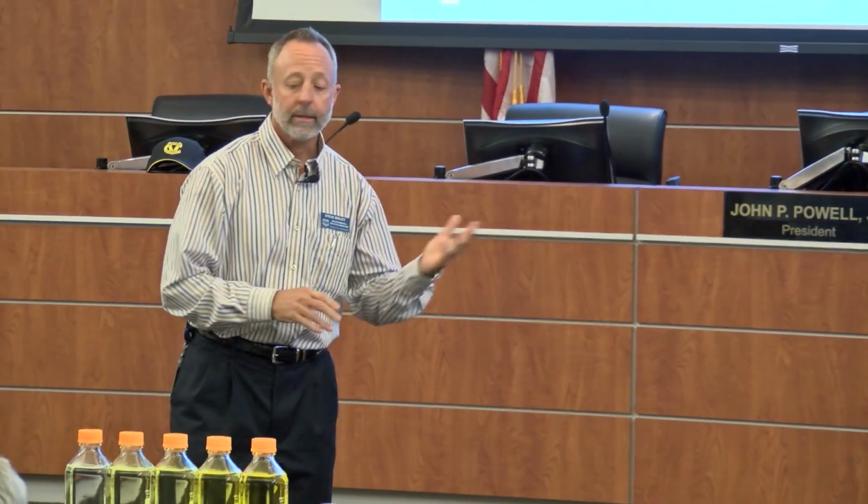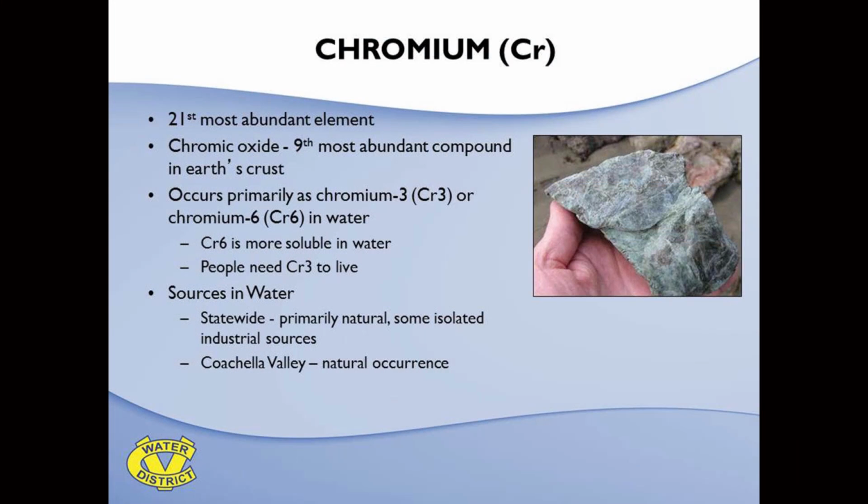This happens to be the California state rock, serpentine, and it has elevated levels of chromium. And that's one of the reasons why we see it throughout the state, not just in our area here. Here it does occur naturally. There are isolated pockets of industrial contaminants that come from chromium ore facilities, chromium paint facilities, tanneries, and those type. But those are relatively isolated, and by far, it's naturally occurring.